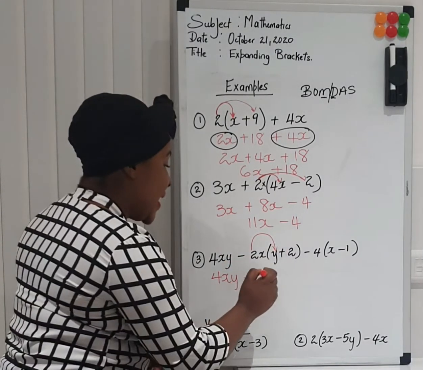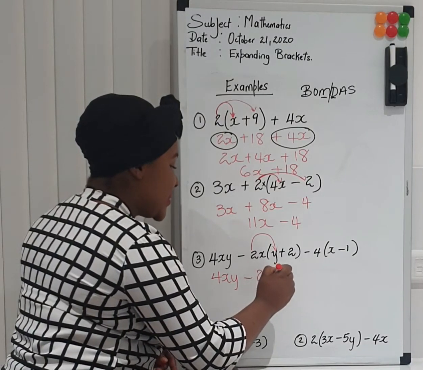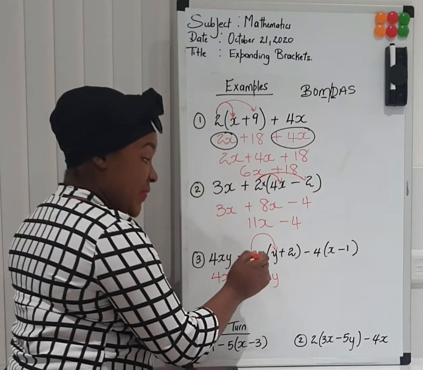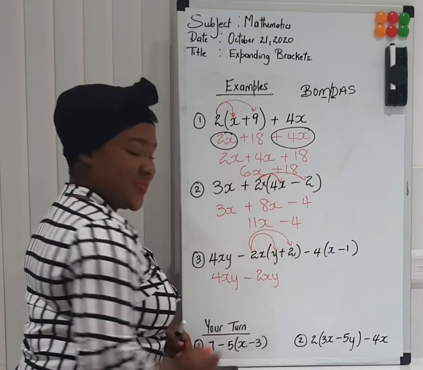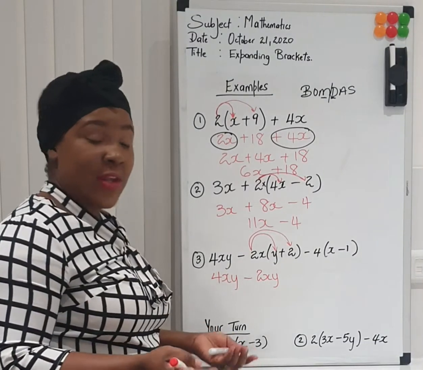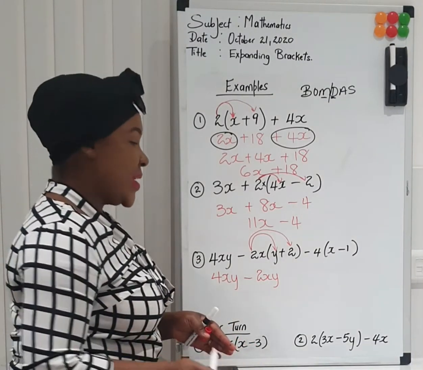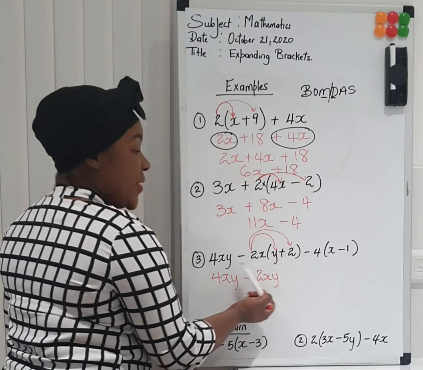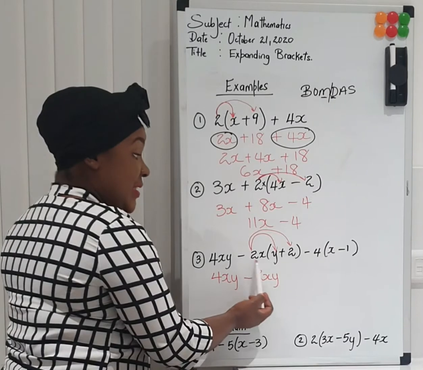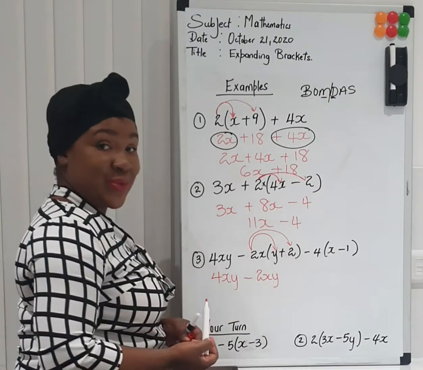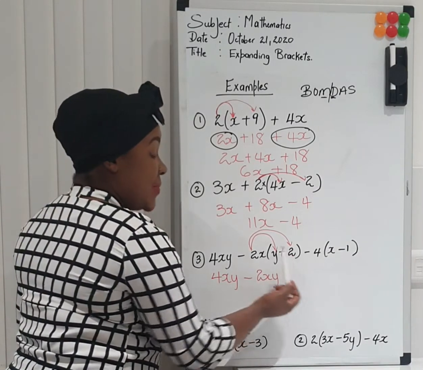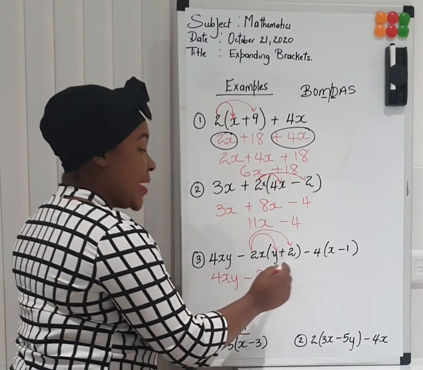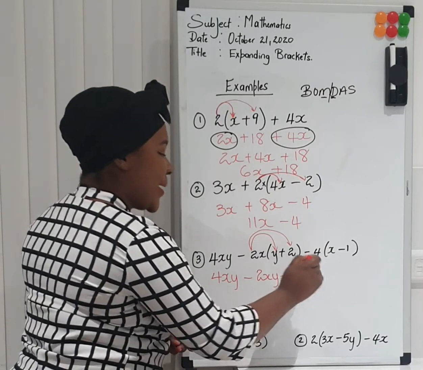And that gives me negative 2xy. Then I'm going to say negative, the same negative 2x times 2. And if you have been following, you realize that we always multiply each term in the bracket by the term on the outside. And it is negative 2x times positive 2. So it is negative times positive, which gives us a negative. And then 2x times 2, that is 4x.